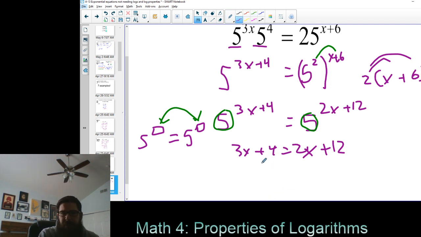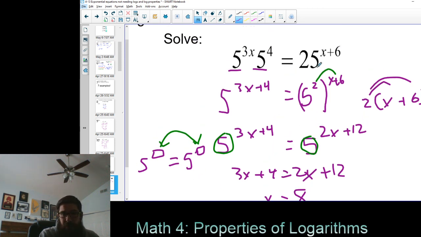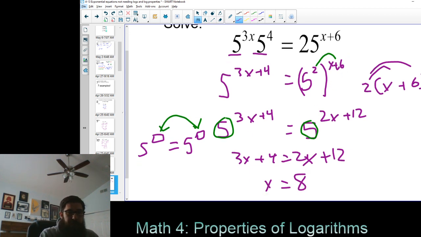I'm going to do two things at once. I'm going to subtract the 4 from both sides, and I'm going to subtract 2x from both sides. The 2x is going to pop over here as a negative. The 4 is going to move over here. That's going to give me basically x equals 8. You can go back and check it if you want. I couldn't tell you offhand what 25 to the 14th is. It's going to be large. It's going to work, though.